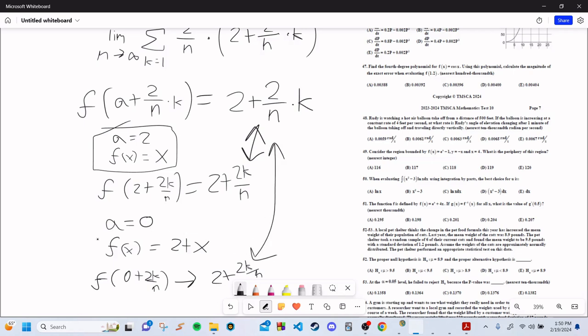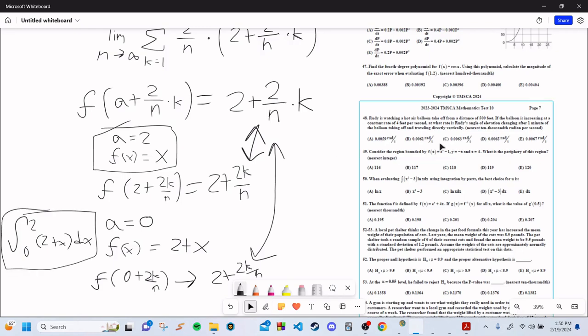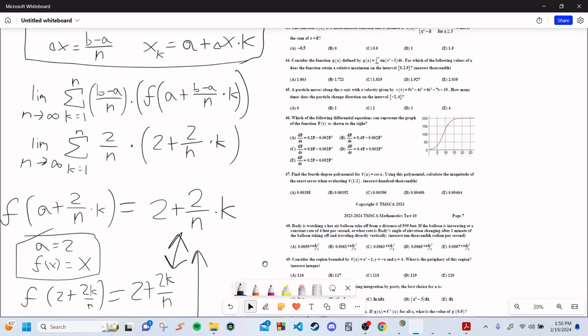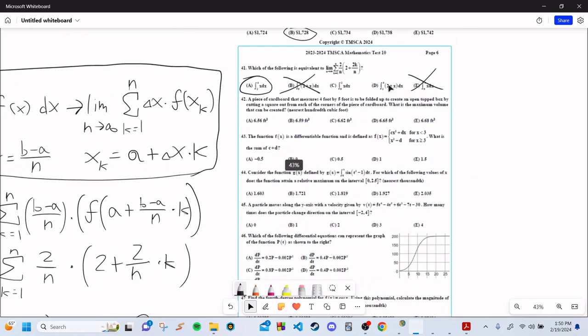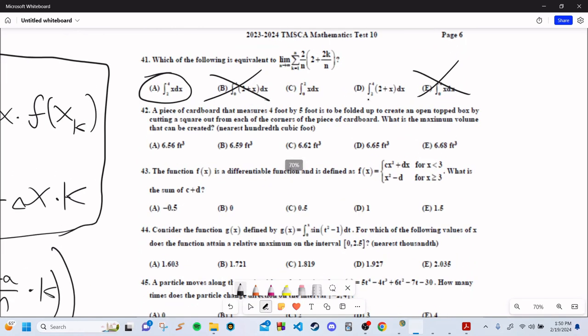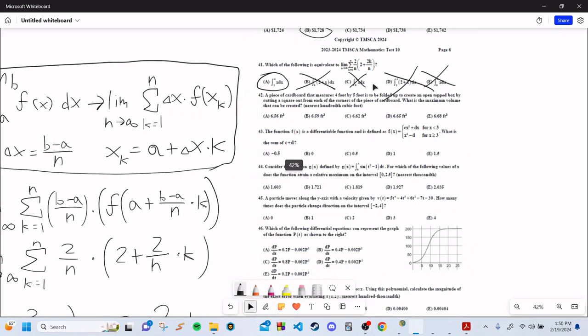But notice how none of the integrals look like from 0 to 2 of 2 plus x dx. This is not an answer choice. If it were, that would also be correct. We have one that's similar, answer choice D, but instead of being from 0 to 2, it's from 2 to 4, which would give us the wrong answer. So A is the correct answer.